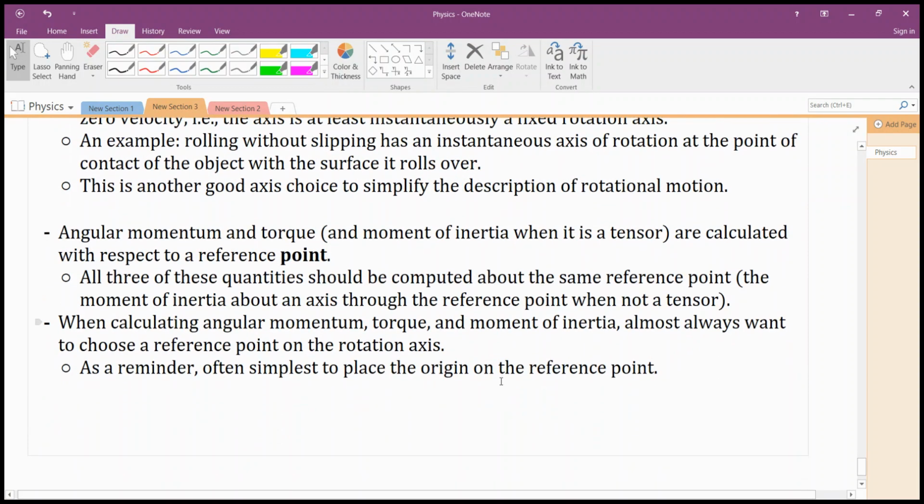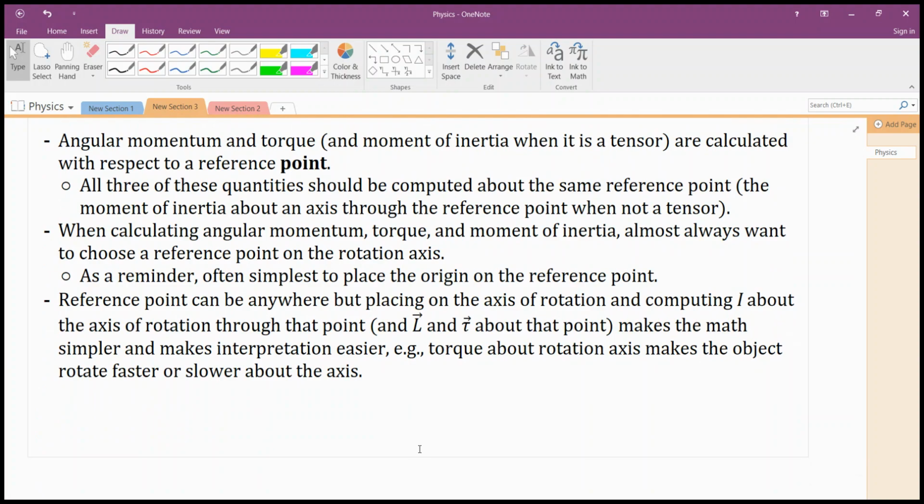So where do we want to place this reference point? Well, you always want to place the reference point on the rotation axis. That simplifies things. And often it also simplifies things to place the origin on the reference point. So your origin is just your reference point, and it is on the rotation axis. This is done for convenience, of course.